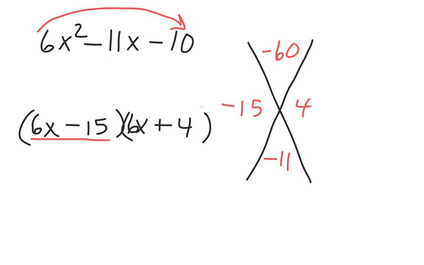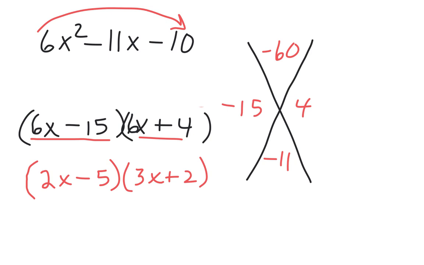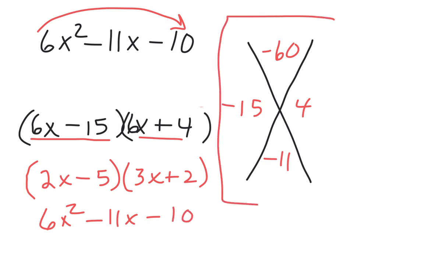So that first parenthesis has a common factor of 3. He divides out by that to give us 2x minus 5. And the second parenthesis has a common factor of 2. Divide by the 2, we get 3x plus 2, which is our 6x squared minus 11x minus 10. So it's taking that idea of that X, those prefactoring puzzles, and just taking it to a new step.